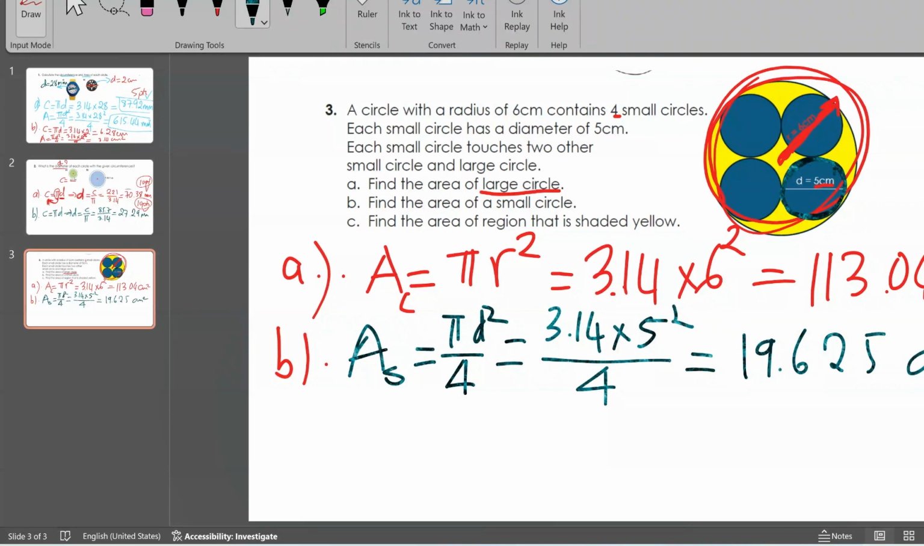Okay, so that was A and B. C is a little bit tricky. Find the area of the region that is shaded yellow. The shaded yellow is only this part, right? Only this part, yeah.